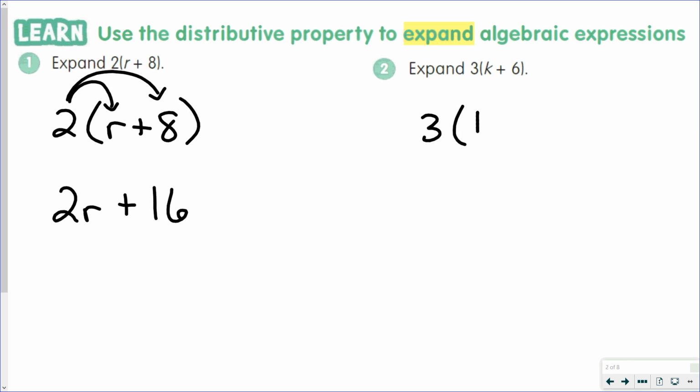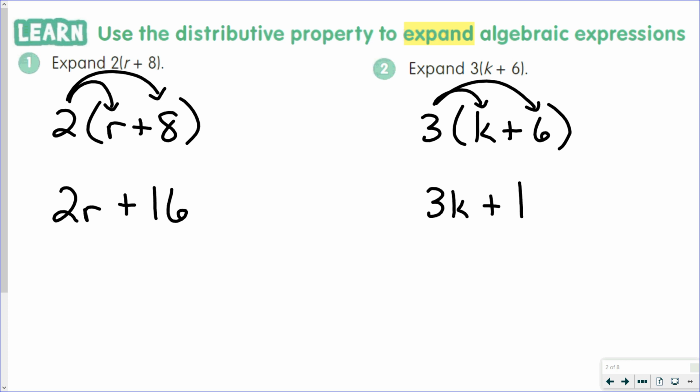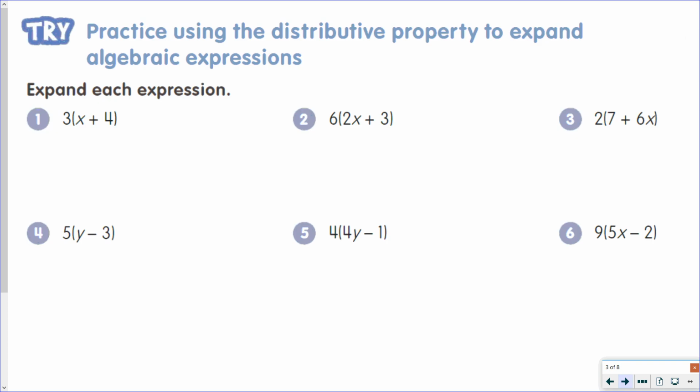We expand 3 times the quantity k plus 6. We take 3 times k, which is 3k. We're adding. And then we take 3 times 6, which is 18. So we're going to expand these expressions. 3 times x is 3x. Again, we're adding. And 3 times 4 is 12.